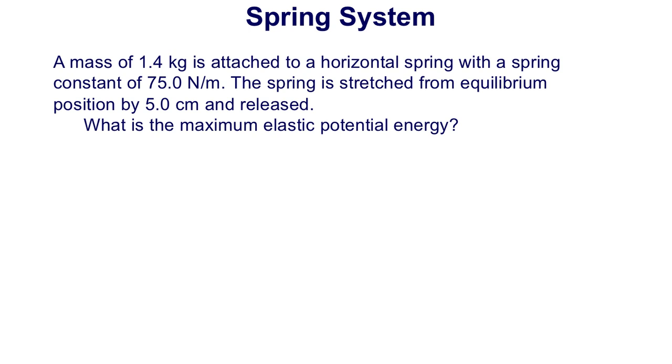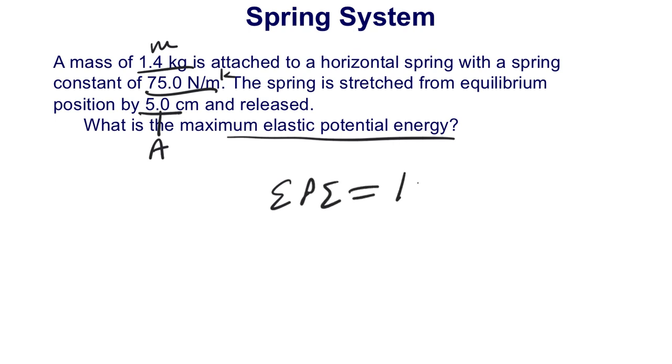Okay, so this is a simple one. Here's K, here's M. This is the maximum displacement, so that's A. So what's the maximum elastic potential energy? That's K times delta x max, or A, squared over 2. So just plug in your values.